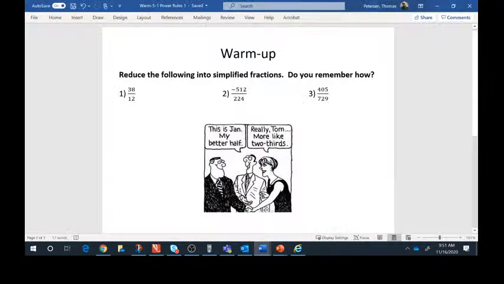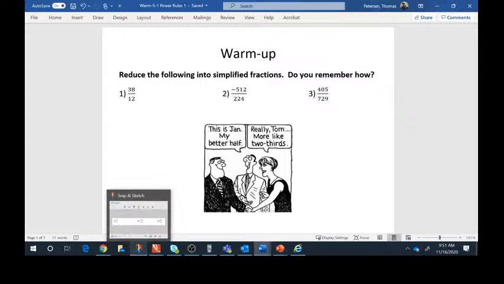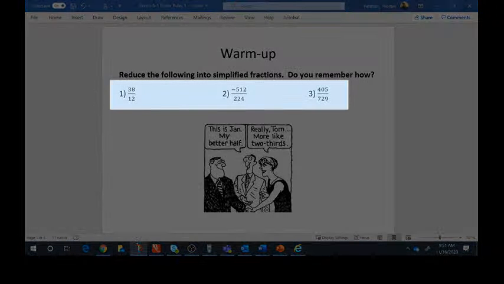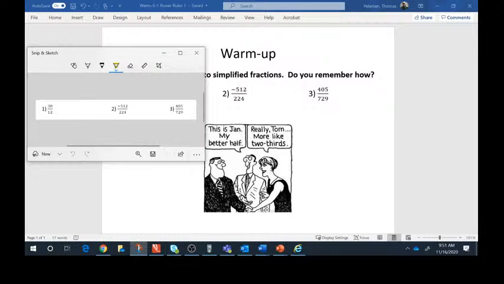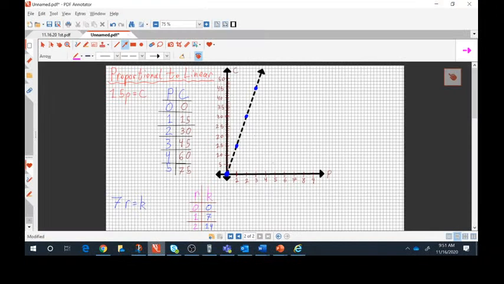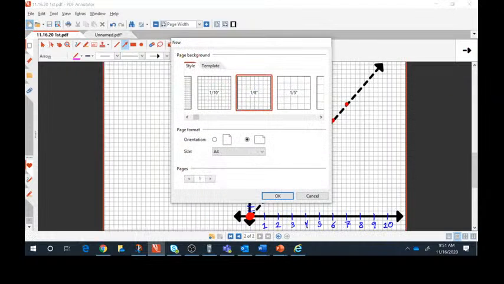Here's your warm-up today. Reduce the following into simplified fractions. Do you remember how? Let's make those simplified improper fractions, please. And I think we can get this going. Go ahead, turn those into simplified improper fractions. And away we go. All right, everybody. Go ahead and let's get to it in 5, 4, 3, 2, 1.